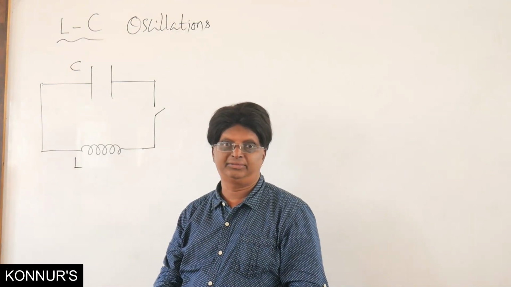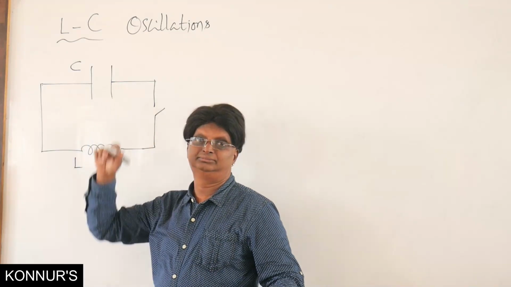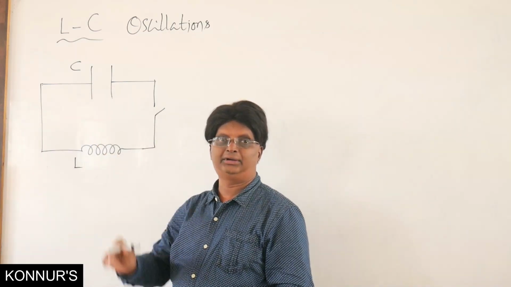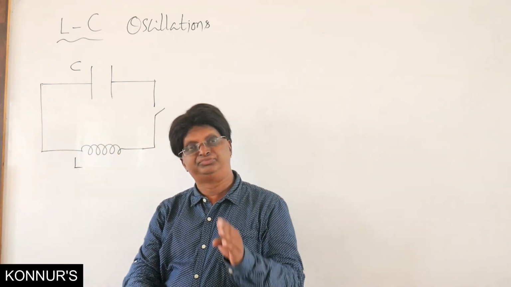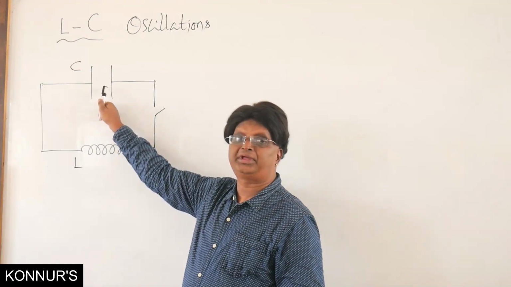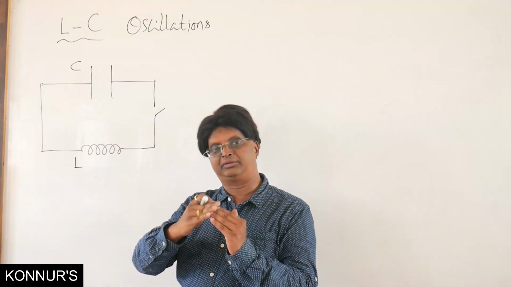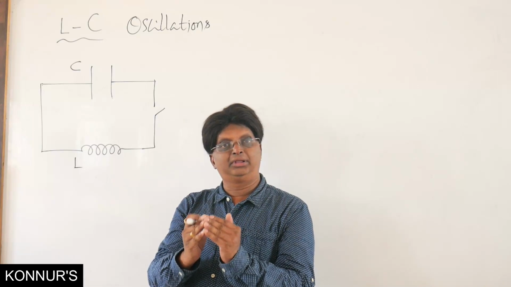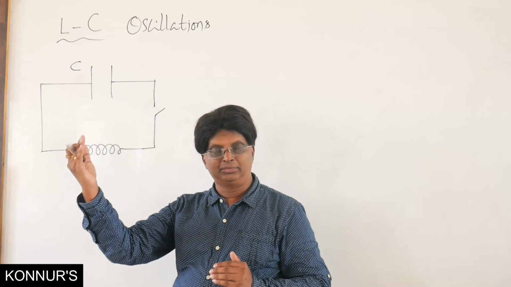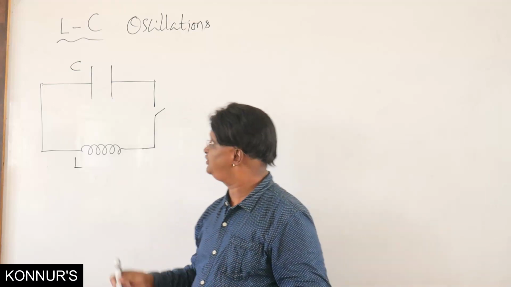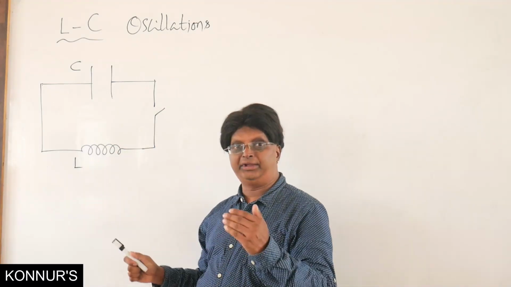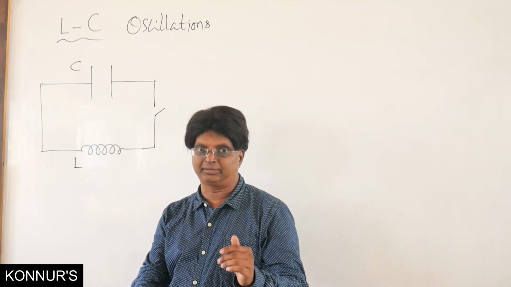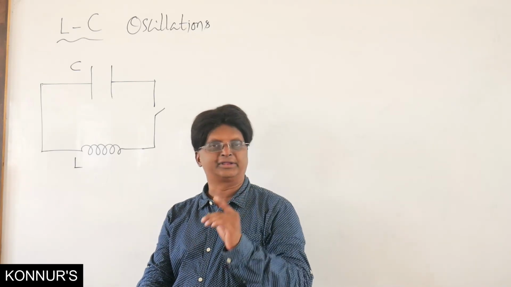Now in the next step, what happens? The capacitor starts charging through the inductor, and the reverse happens. That is, once again the charge on the capacitor plates increases from 0 to maximum, and hence the electric field increases from 0 to maximum. During charging of the capacitor, the current through the inductor is decreasing and hence the magnetic field inside the inductor is decreasing. This cycle will repeat.